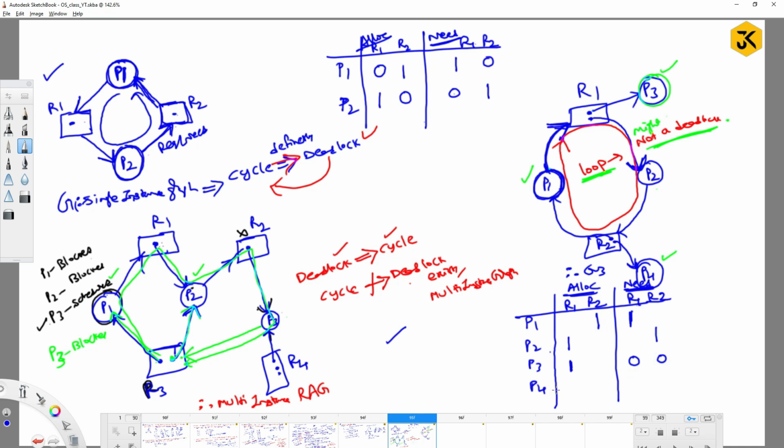And for P4, what are the incoming edges? R2. What are the outgoing edges? Nothing. So I can fill the remaining entries as 0. This is the corresponding table representation for the corresponding RAG graph. Right? Yes. So the reason I mentioned it in the form of a table is that it will be used to simplify our task, where you can apply the banker's algorithm. That we will see in the next video. Hope you understood this video clearly. Thank you.